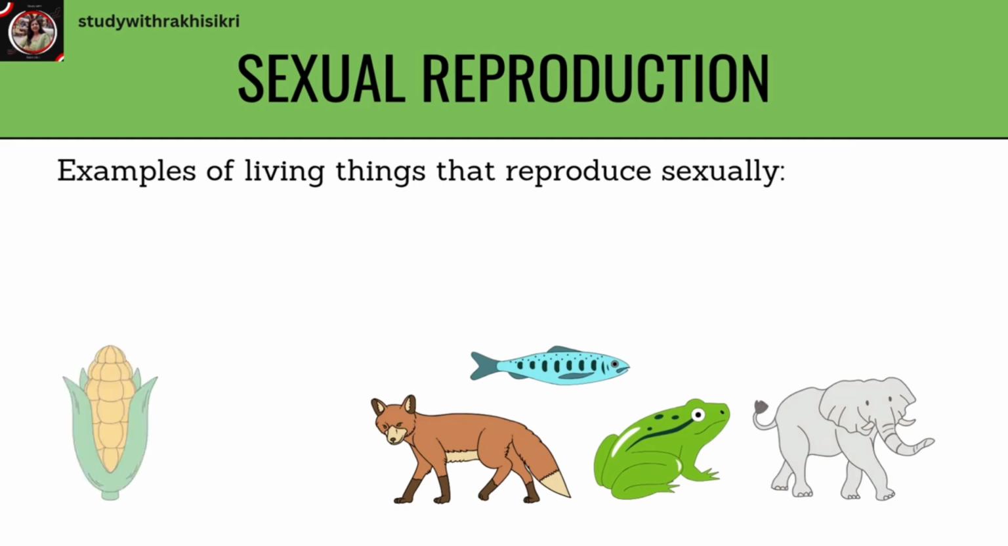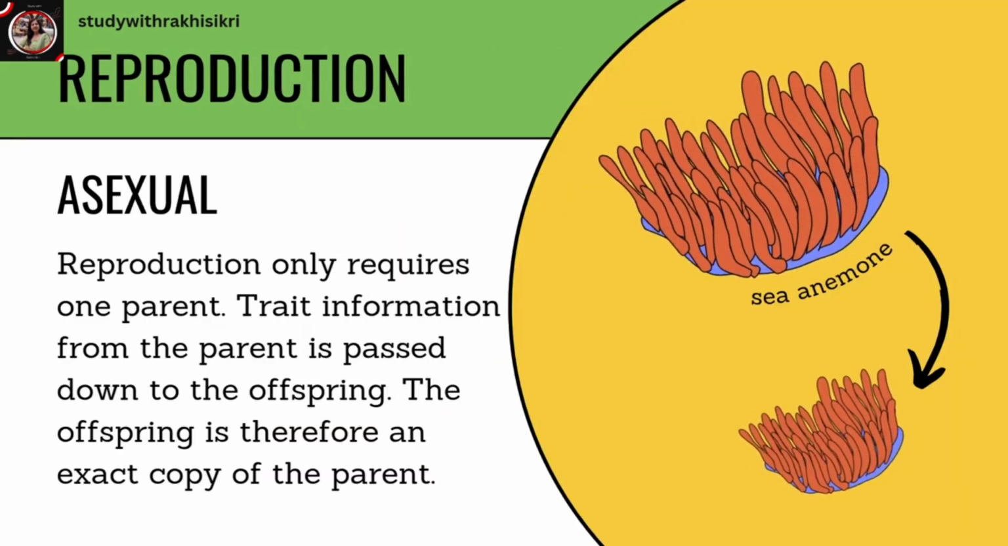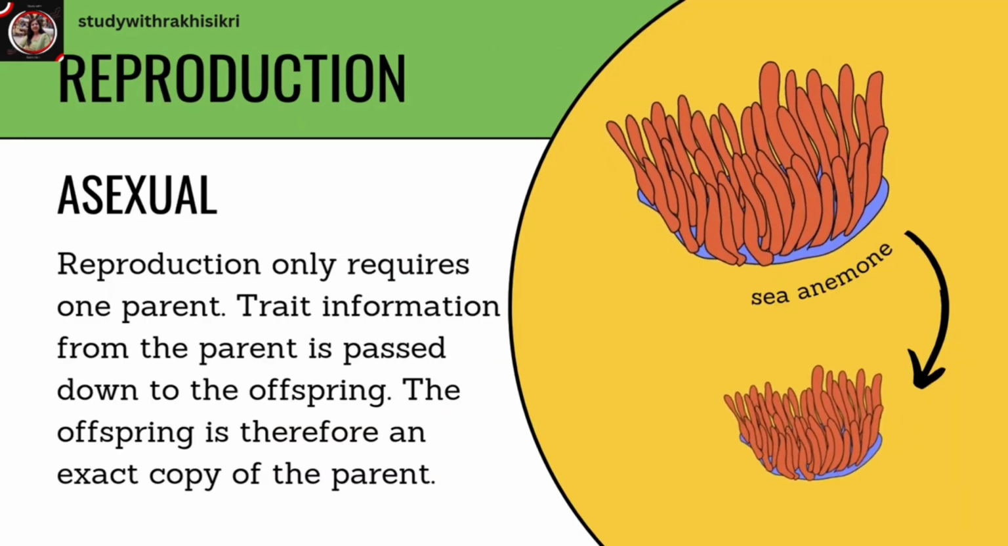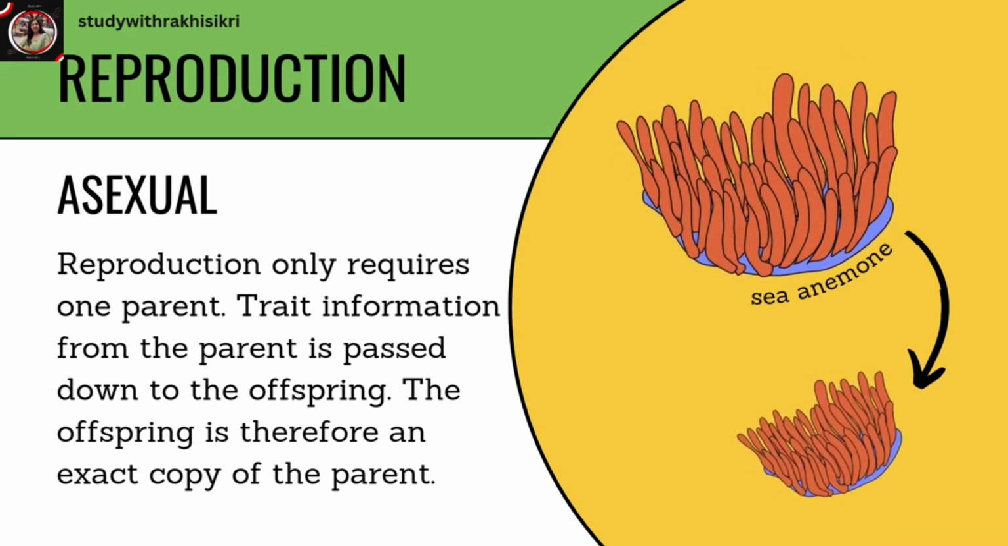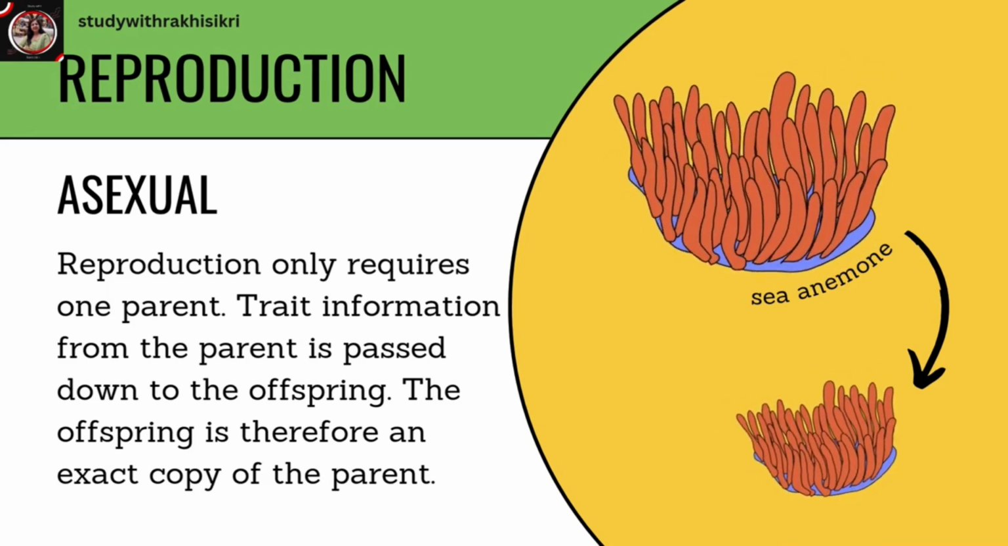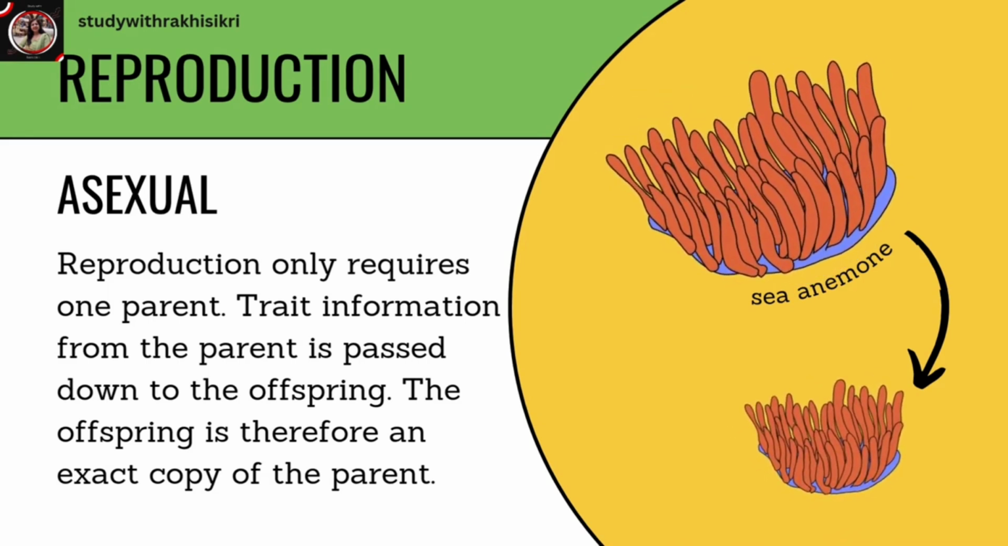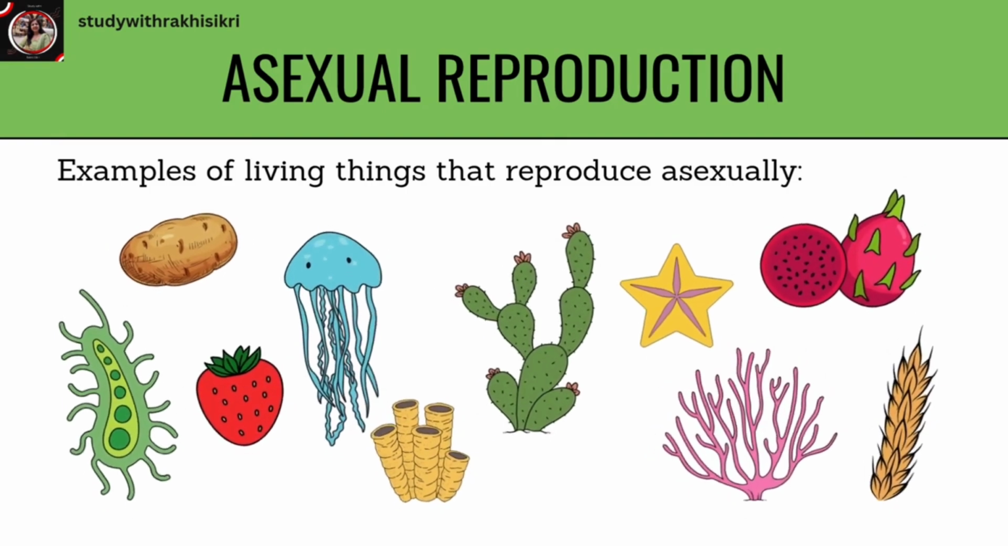Asexual reproduction only involves one parent. The offspring is an exact genetic copy of the parent, like a clone. Examples include sea anemones and certain types of plants and bacteria. These organisms reproduce without mixing genetic material.